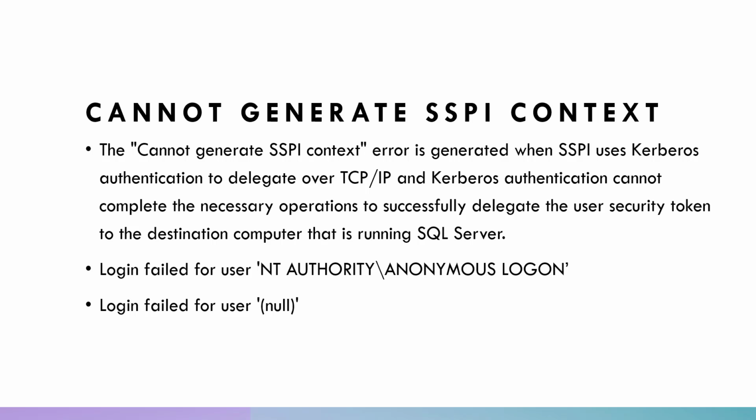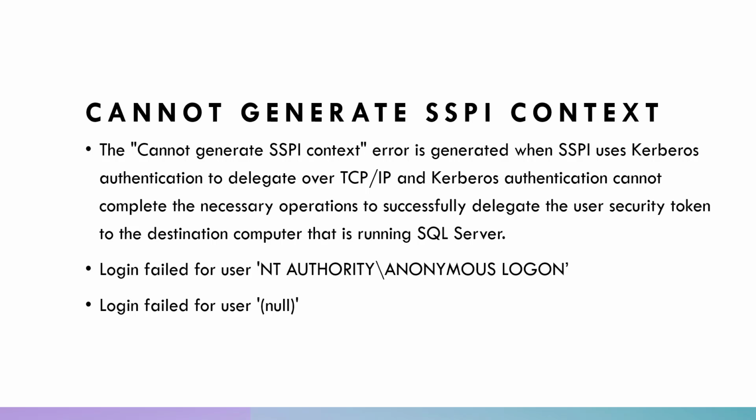The second type of connectivity errors we may get are the "cannot generate SSPI context" error, or "login failed for user NT AUTHORITY\ANONYMOUS LOGON", or "login failed for user null". All these error messages are related to an issue with SSPI configuration.